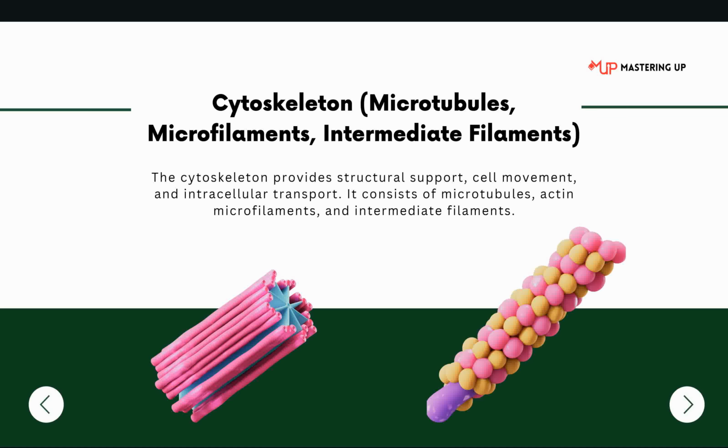The other important term is cytoskeleton, which includes microtubules, microfilaments, intermediate filaments. The cytoskeleton provides structural support to the cell. It consists of microtubules, actin filaments, and intermediate filaments, which help in maintaining cell shape, enabling movement, and it also facilitates intracellular transport.